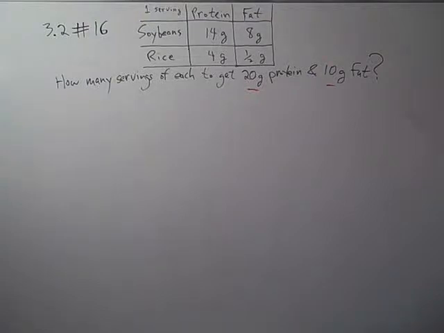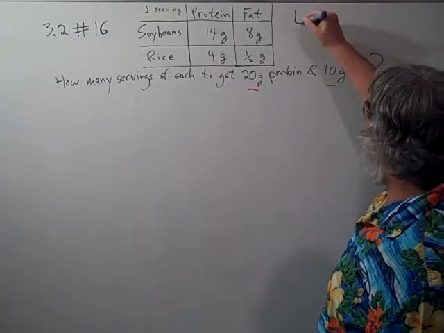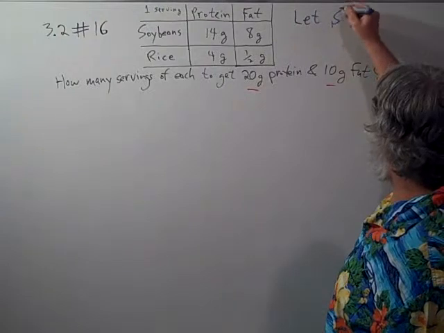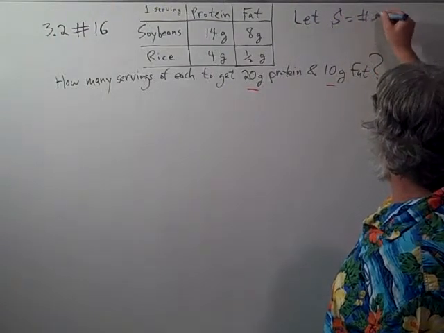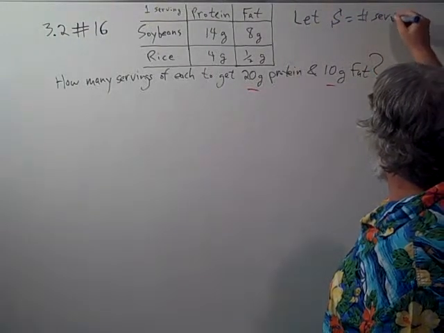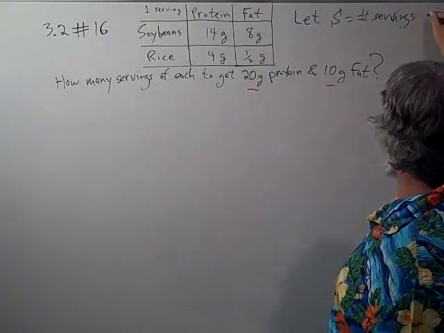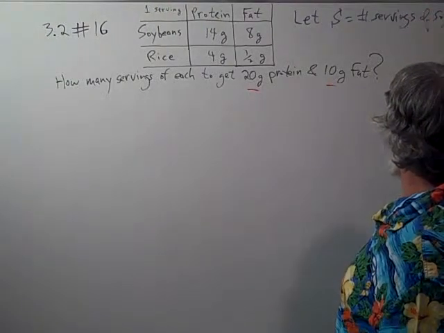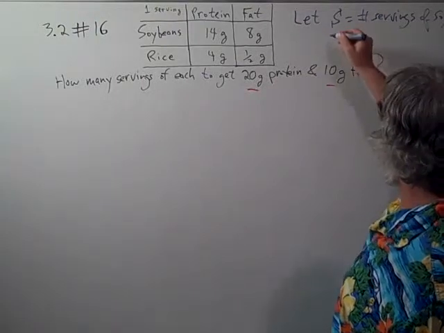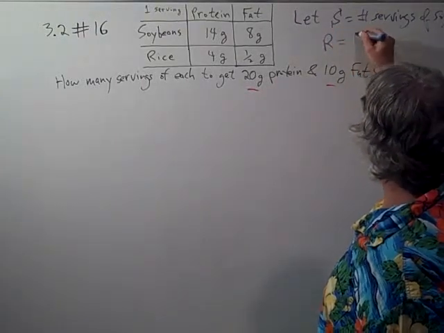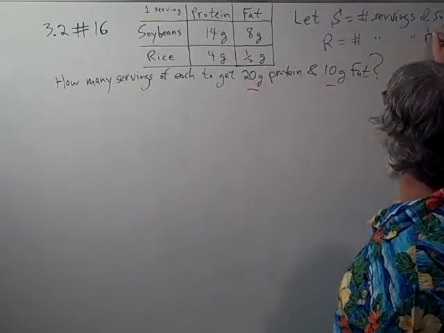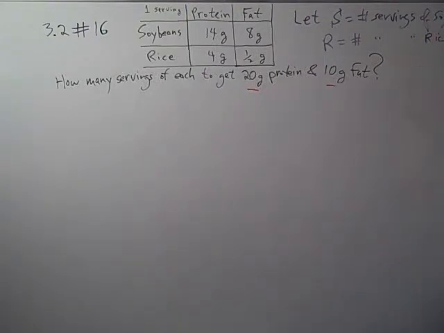Well, as usual, we want to make letters, variables that stand for the things we're trying to solve for. So let's let S equal the number of servings of soybeans, and let's let R equal the number of servings of rice. Those are what they're asking us for, so there we have variables to stand for that.